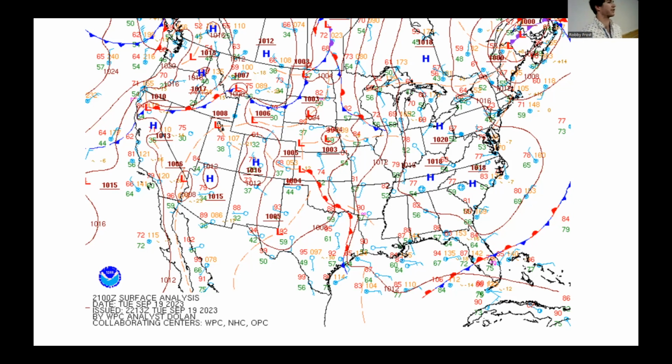But this is what the real atmosphere looks like. It's very rarely as clean as the map 1. Those are the exceptional days. Most days look like map 2s.